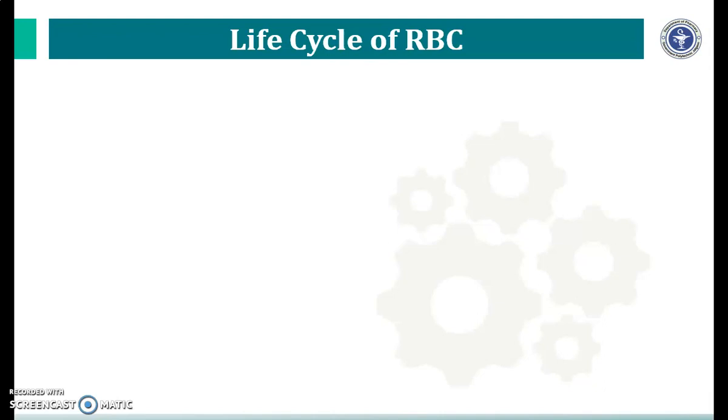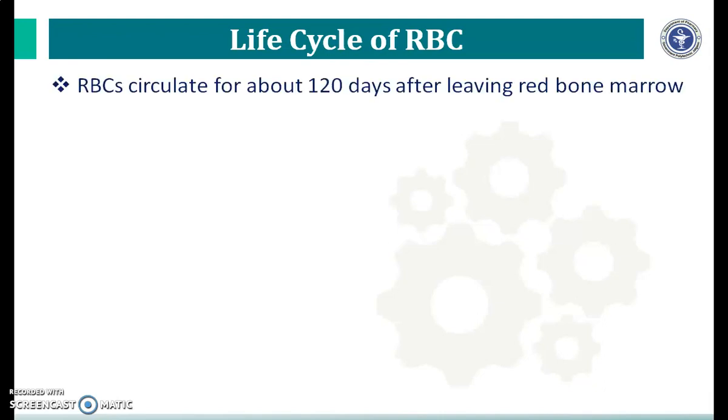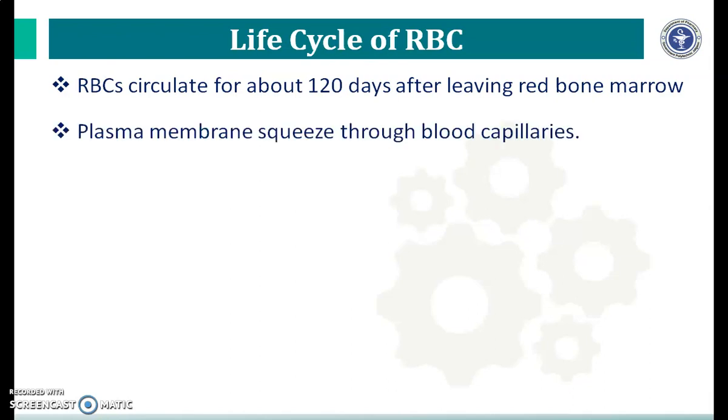RBC are highly specialized for oxygen transport function. RBC circulate for about 120 days after leaving red bone marrow. The plasma membrane of RBC squeezes through blood capillaries. The plasma membrane becomes more fragile with age and the cells are more likely to burst, especially as they squeeze through narrow channels in the spleen.